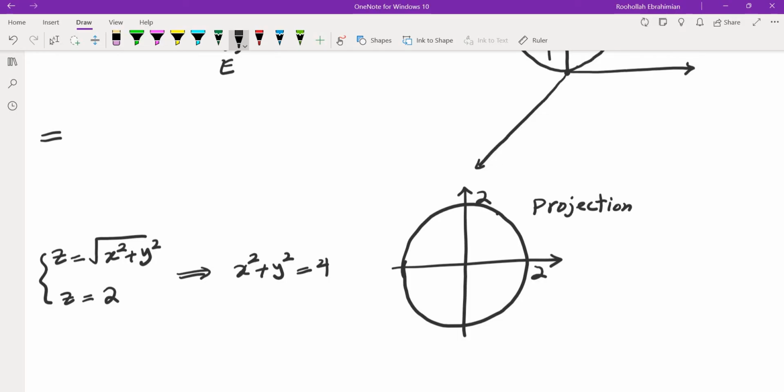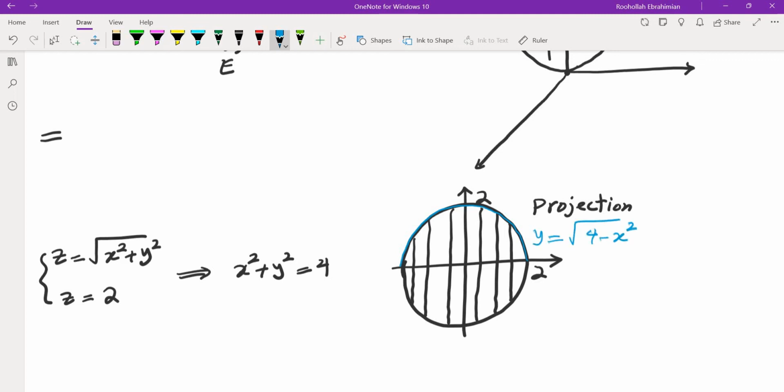So this region is both a vertically simple region and a horizontally simple region. So we need to figure out what's the top of this region and what is the bottom of this region. The top of this region is y equals positive square root of 4 minus x squared. And the bottom of this region is the negative of the same thing. So y equals negative root 4 minus x squared. So now we can write it down.